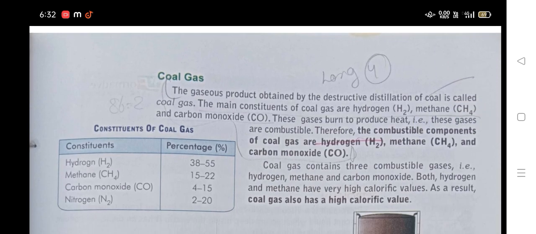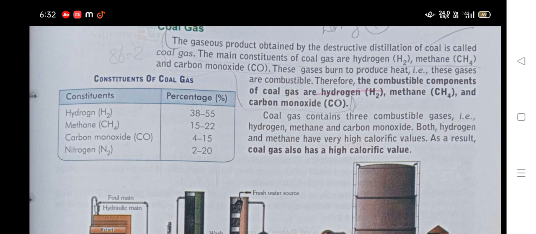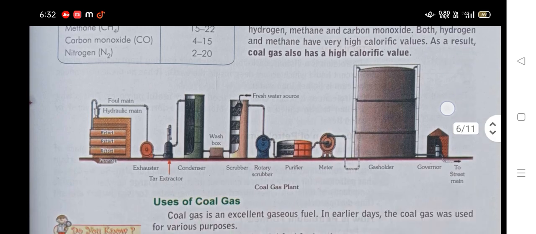Coal gas. The gaseous product obtained by the destructive distillation of coal is called coal gas. The main constituents of coal gas are hydrogen H2, methane CH4, and carbon monoxide CO. These gases burn to produce heat, that is, these gases are combustible. Therefore, the combustible components of coal gas are hydrogen, methane, and carbon monoxide. Both hydrogen and methane have very high calorific value. As a result, coal gas also has a high calorific value.